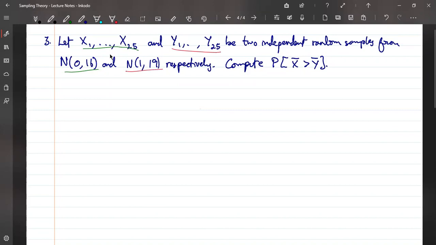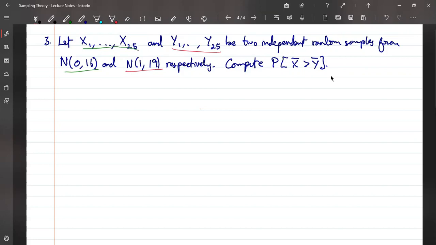And we are asked to compute again something with the sample means, but this time there are two sample means involved. So x bar and y bar. We are not computing separate probabilities for something with x bar and something with y bar. It is probability of x bar greater than y bar. So how do you compute the probability comparing two sample means? In general, it might be a difficult problem, but again here, these are independent normal distributions.